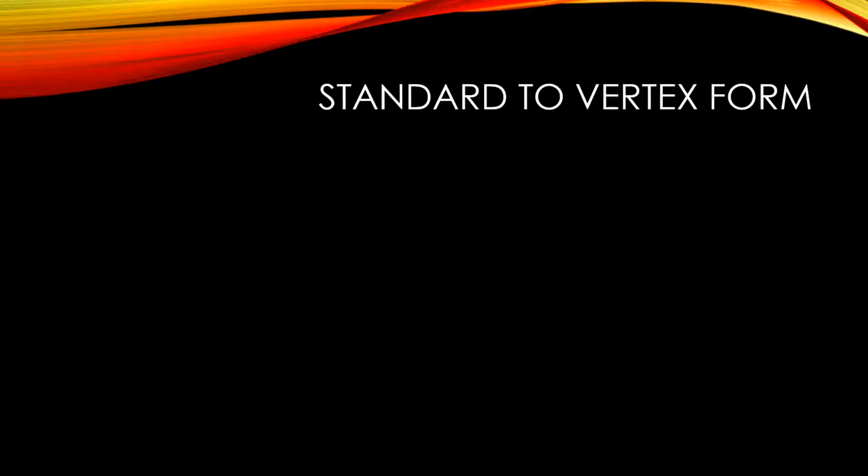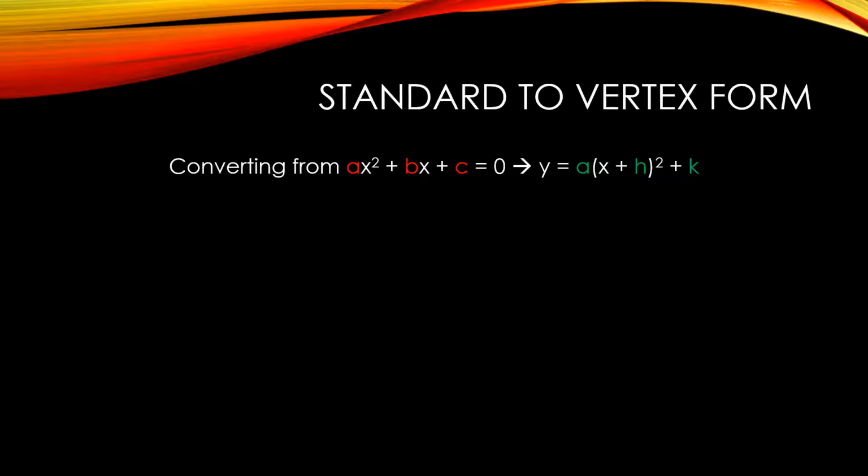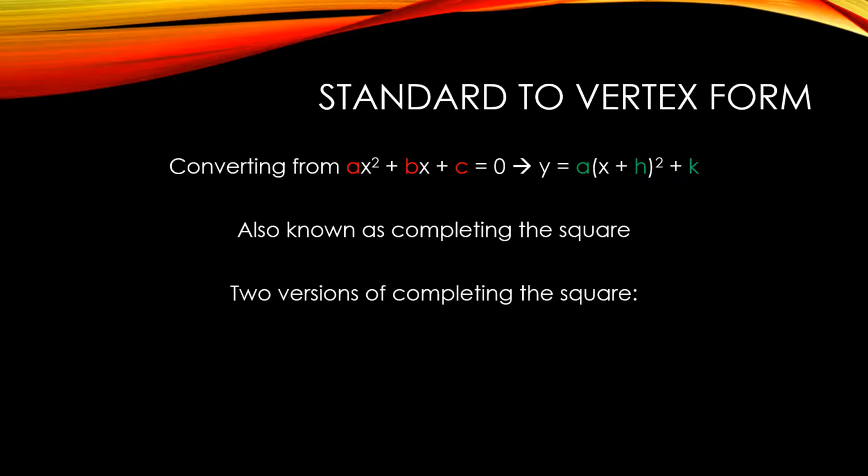All right, so let's do the reverse from standard form to vertex form. This is going to be new. Converting an equation in standard form into vertex form is also referred to as completing the square. Now, when you're given an equation in standard form, ax^2 + bx + c = 0, take note of your a value because there are two versions to completing the square. Either a is equal to 1 or a is greater than 1. And we'll go through what that means in a minute.